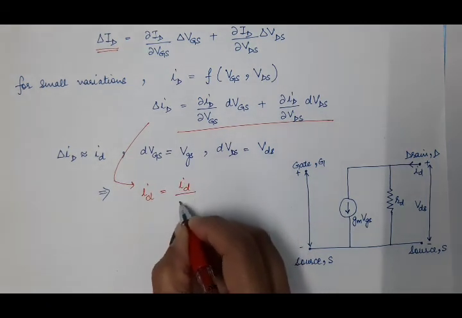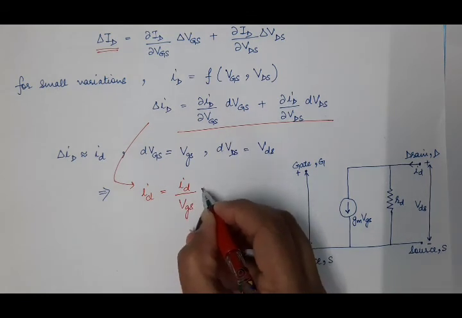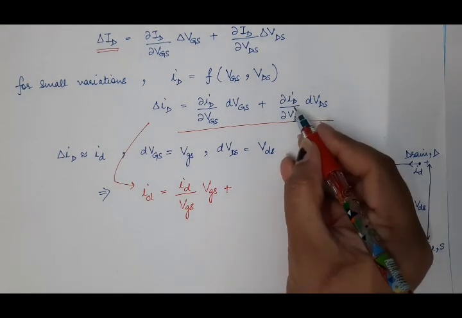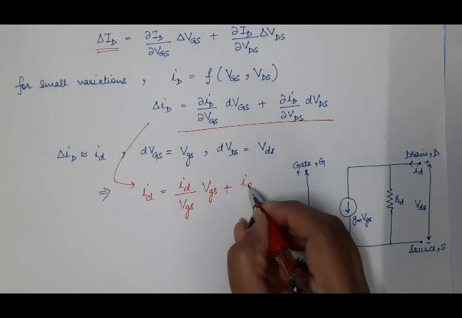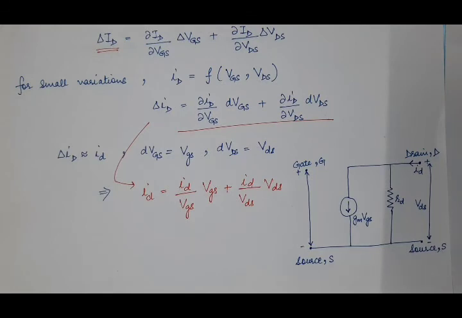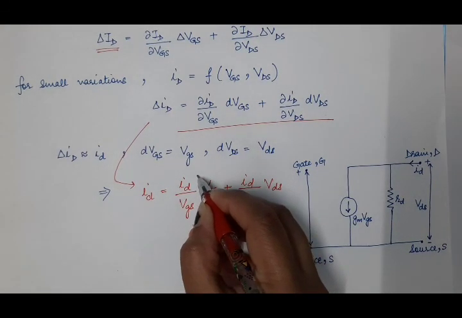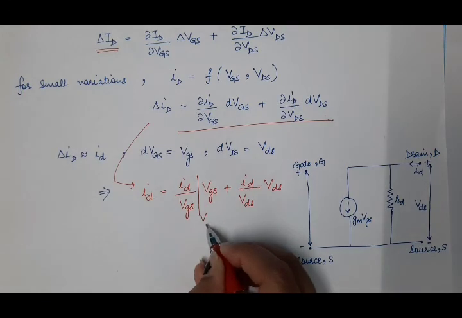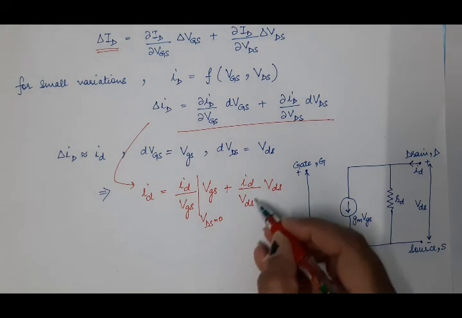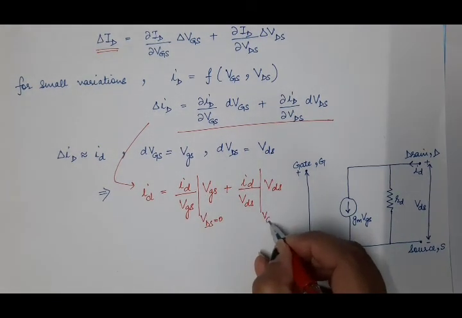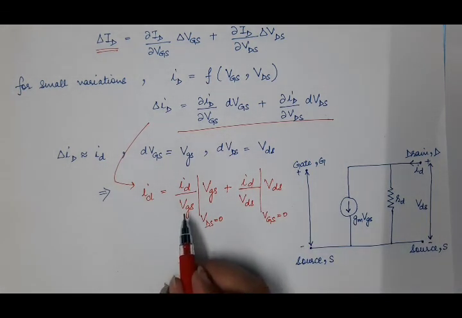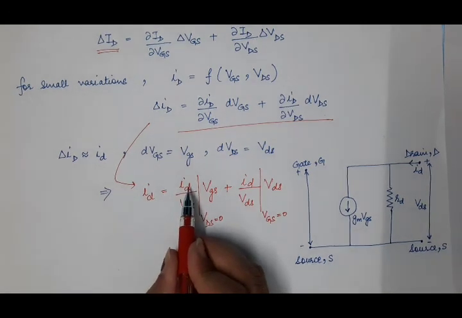∂ID/∂VGS into vgs plus, what is this? This is ∂ID/∂VDS. And how will you find the value of this ratio? By keeping VDS equal to 0. And how will you calculate the value of this portion? By keeping VGS equal to 0. So what is this? This is delta ID upon delta VGS.